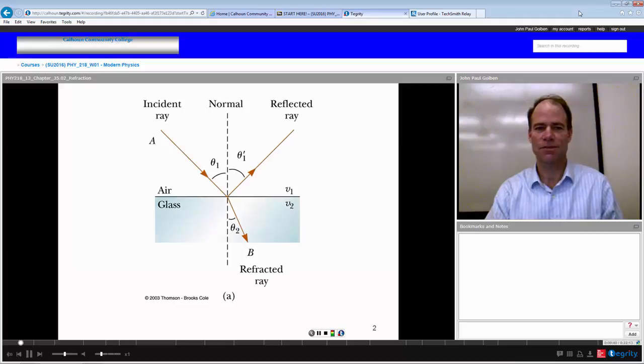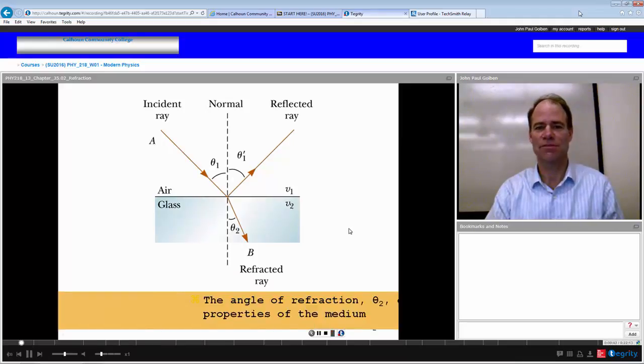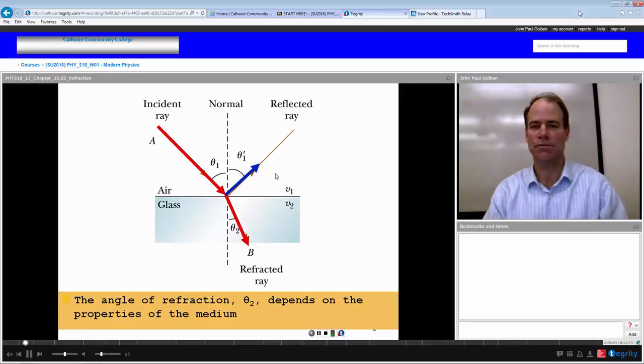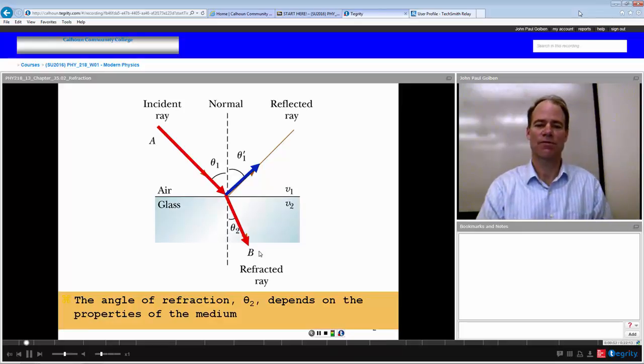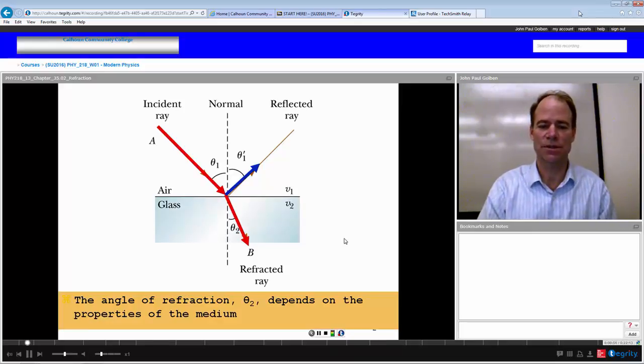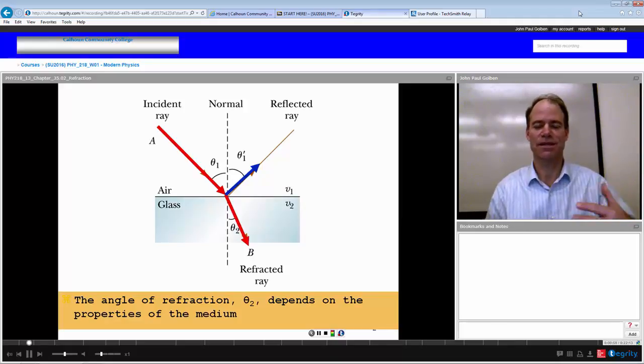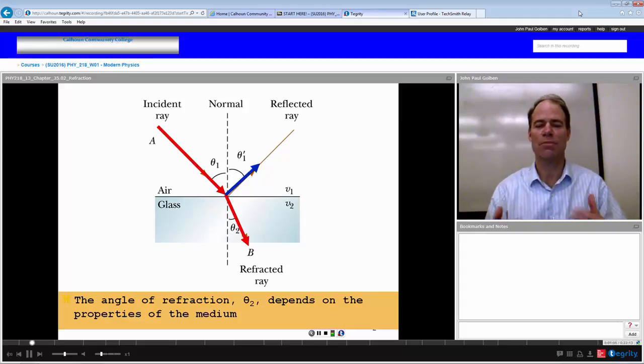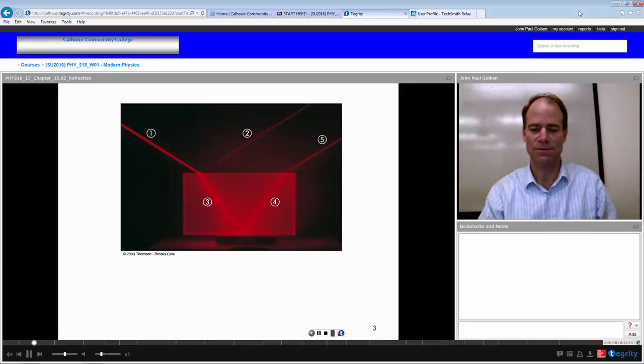It can look something like this. We have an incident ray coming in, and we have a reflected ray and a refracted ray. The blue is the reflected ray, and the refracted ray is at angle theta 2. If we're going from a lower index to a higher index, then it's going to be refracted towards the normal. So the properties of the refraction are going to depend on the medium it goes into.